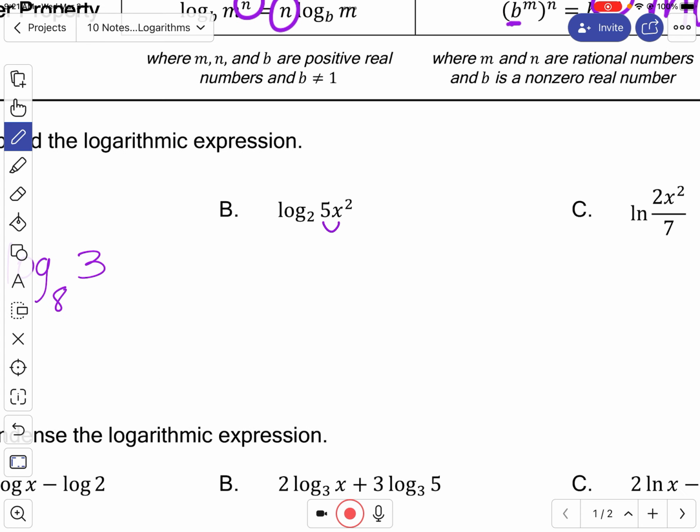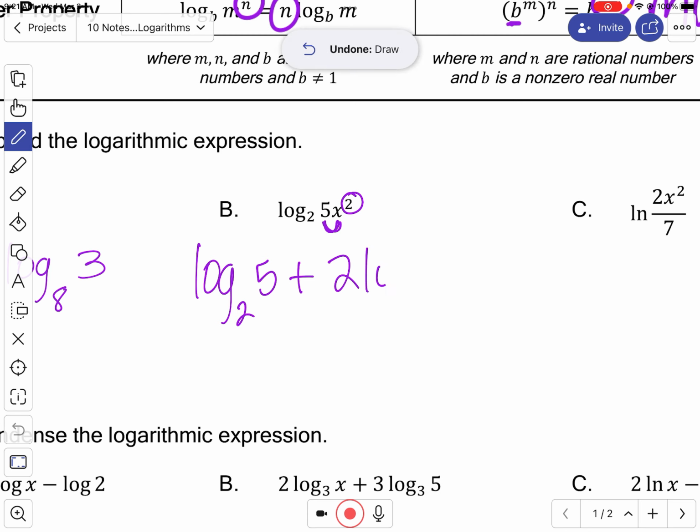Okay, so looking at part B. Notice I'm multiplying 5 times x, and then also I have an exponent. So when I multiply, I can add the logs. Log base 2 of 5. I need to split it up because I'm doing 5 times x squared. So plus, and then I'm going to go ahead and bring my exponent in front and multiply it. 2 times the log base 2 of x. So those mean the same exact thing.